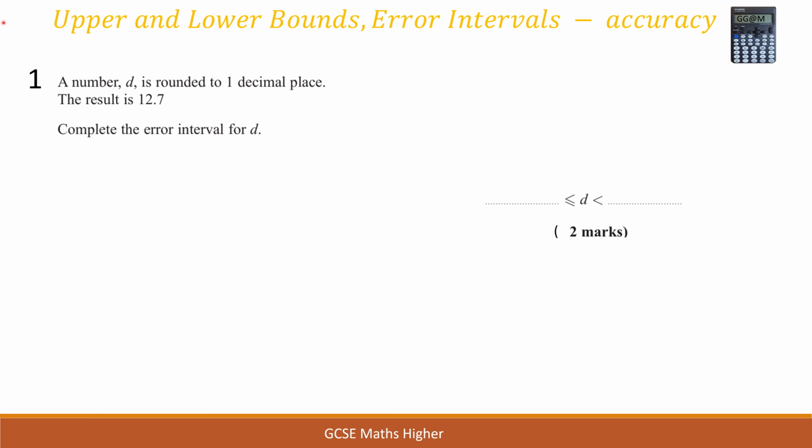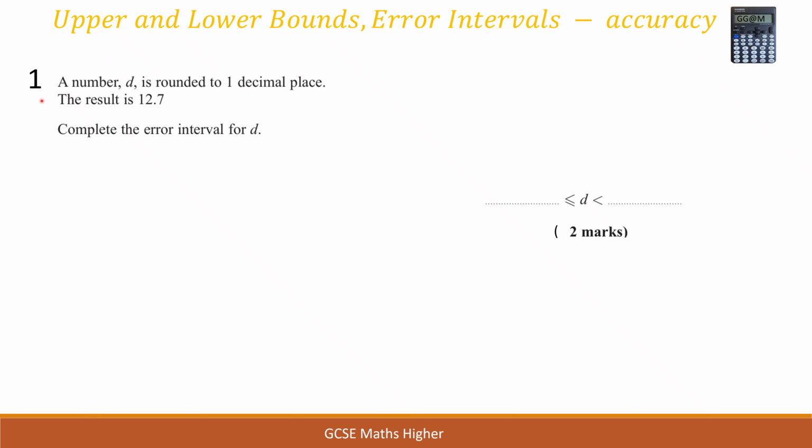Now with all these questions, I'm going to be looking through different types of questions, and I'm going through the list of topics that you've just seen. So we've got the upper and lower bounds, the error intervals, so all the accuracy questions. I've done 5 questions on this topic, so we're going to go through each one. I'm going to show you the question. I'm going to highlight keywords in the question.